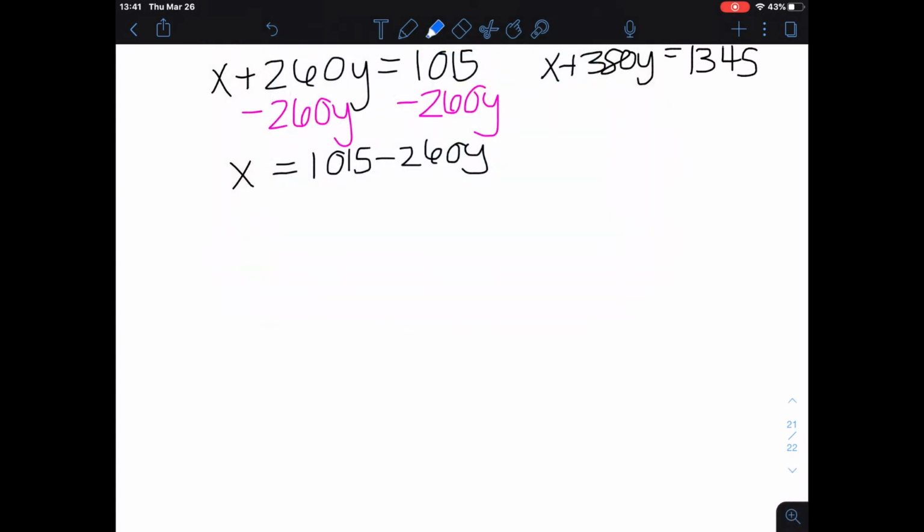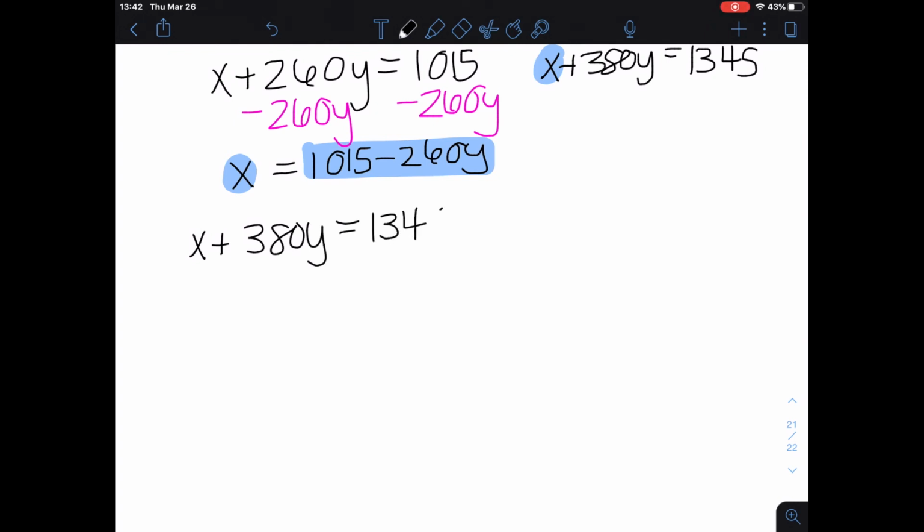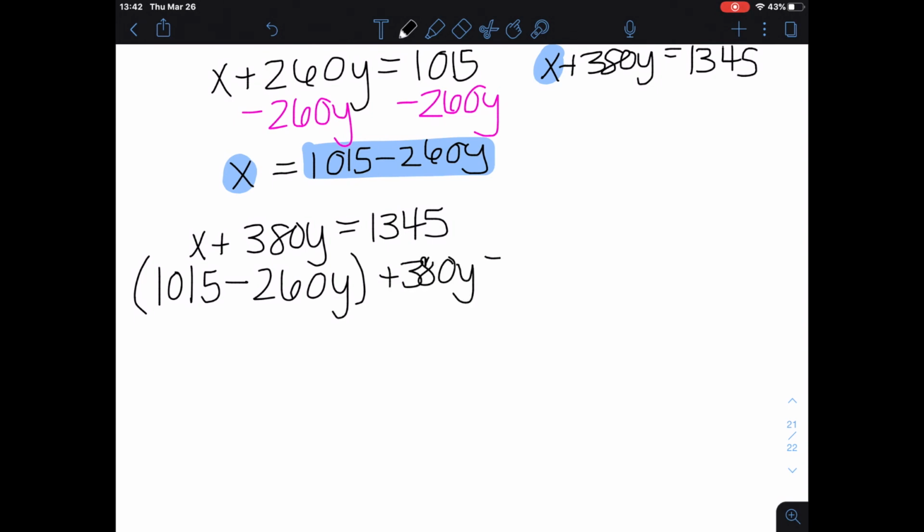These X's better be the same. So I'm going to replace the X by this new quantity that just deals with Y. Plugging it into the second equation, X plus 380Y equals 1,345. The X is 1,015 minus 260Y, then plus 380Y needs to equal 1,345.